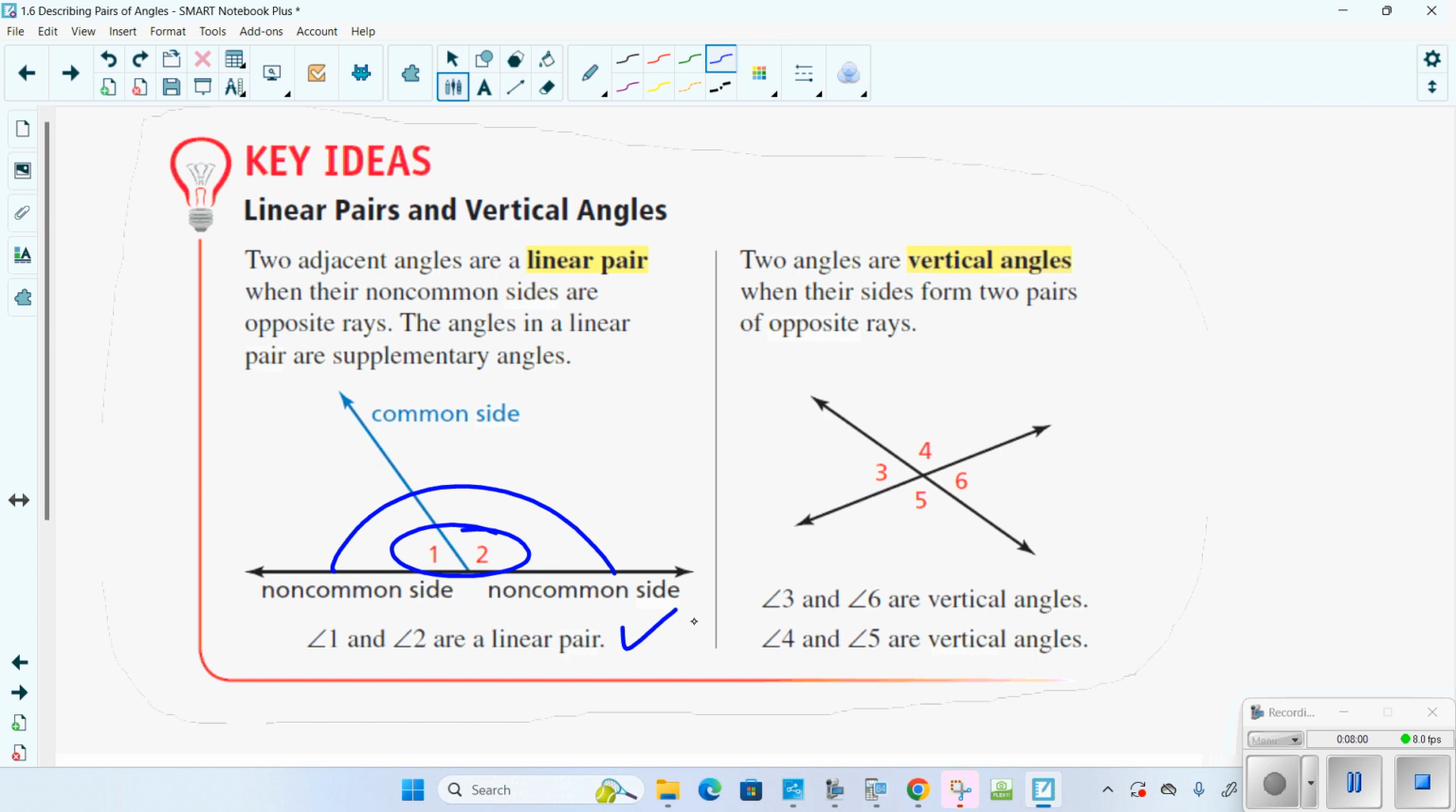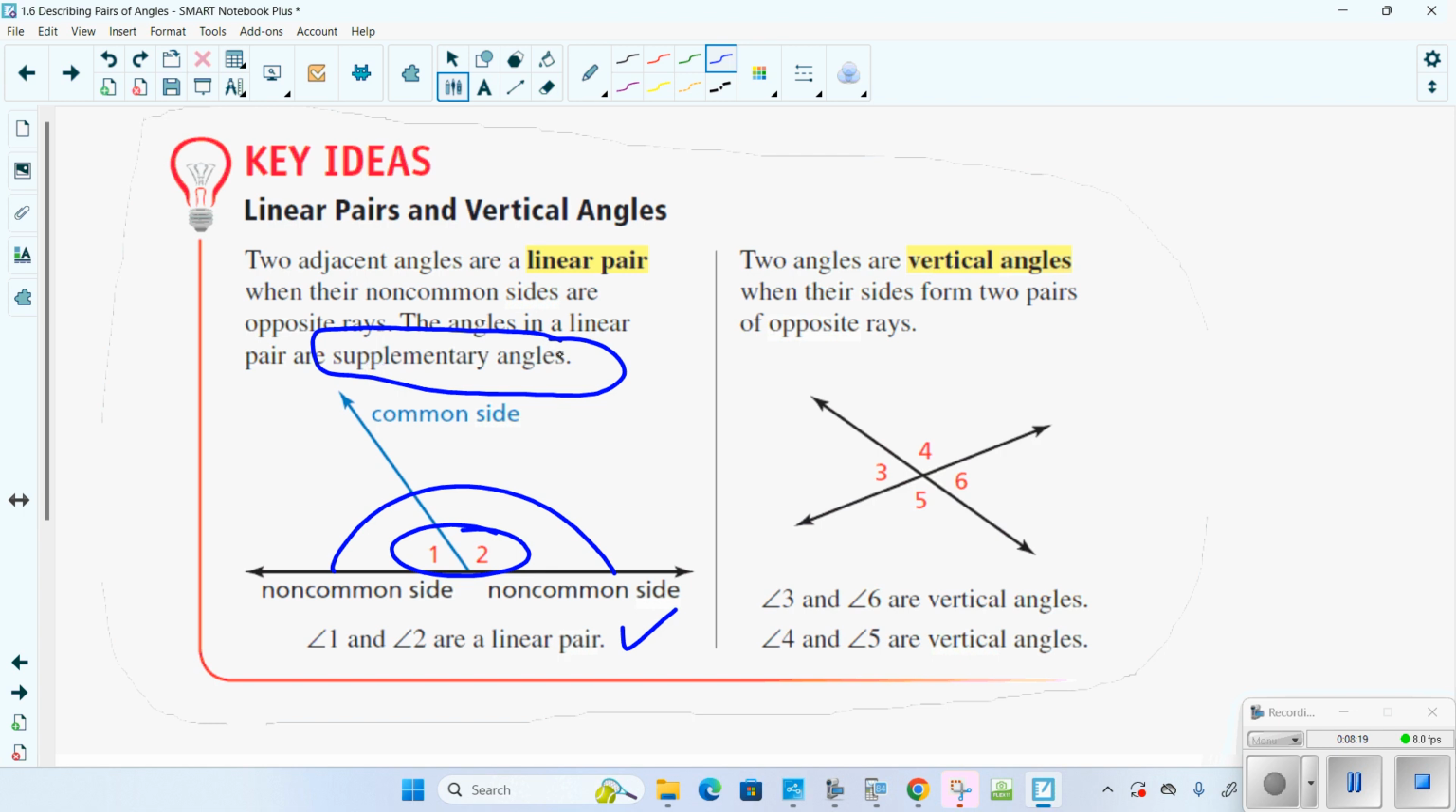All linear pairs are supplementary. So it's kind of just another way of saying supplementary angles, but a linear pair makes a straight line. So they have to be both adjacent and supplementary to be called a linear pair.